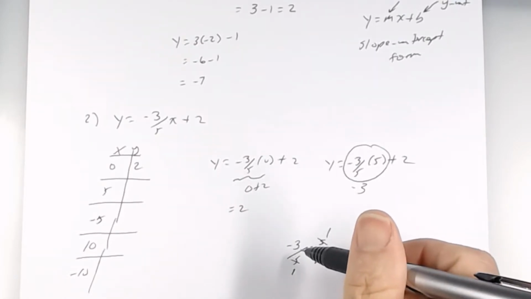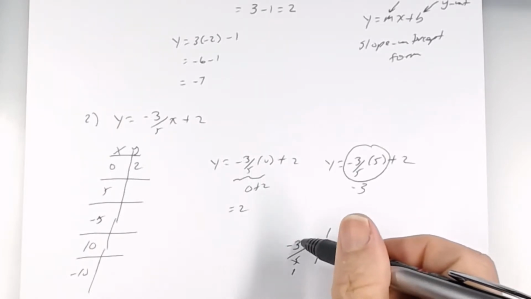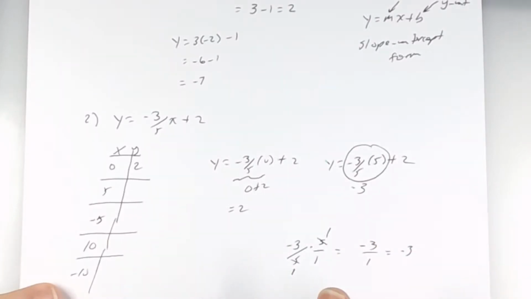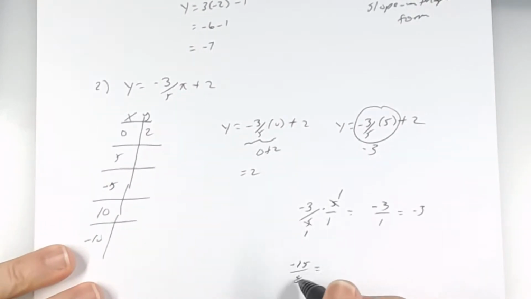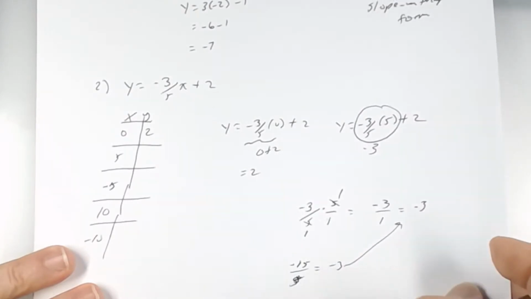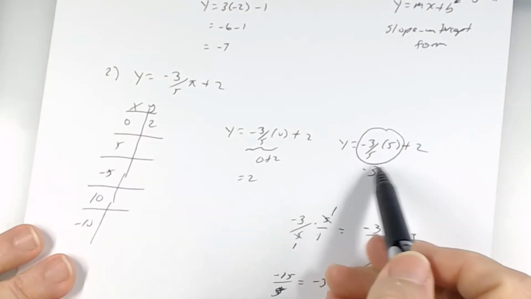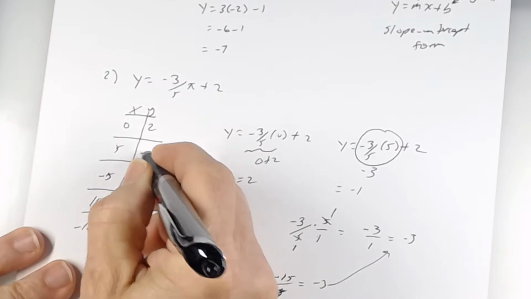Now, remember, you could have also multiplied first, but you need to know how to reduce first as well. If you multiply first, what's negative 3 times 5? Negative 15. What's 5 times 1? 5. Do I still get negative 3? Yes. But it does help if you reduce first. And then finally, what's negative 3 plus 2? Negative 1, so that's equal to negative 1.